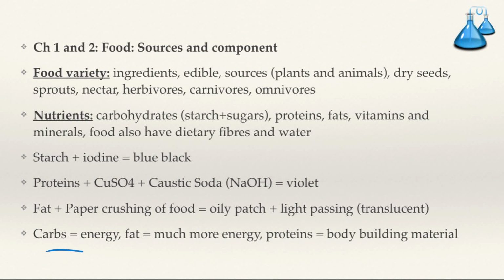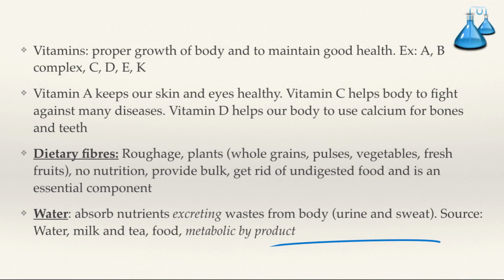Now carbs give you a lot of energy, fat gives much more energy. I'll just write these, I will not write the exact number. And proteins are the bodybuilding material. Vitamins I have already spoken about. They are required for proper growth of the body and to maintain good health. They include A, B, C, D, E, K. Vitamin A is basically for our skin and eyes health. Vitamin C helps the body fight against many diseases. Vitamin D is obviously for calcium, bones and teeth.